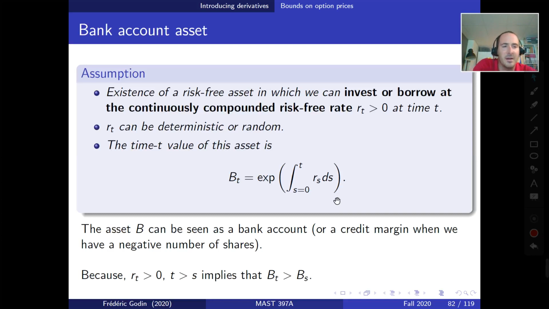So here B, you can think of this asset either as some bank account or like credit margins if you have a negative amount of this asset. So having a negative amount of asset is equivalent to saying you're borrowing, and borrowing is some form of credit margin. Furthermore, we're going to assume that the risk-free rate is always greater than 0 at all times, so it implies that B_t will be an increasing function of t. So if t is greater than s, then B_t will be greater than B_s.